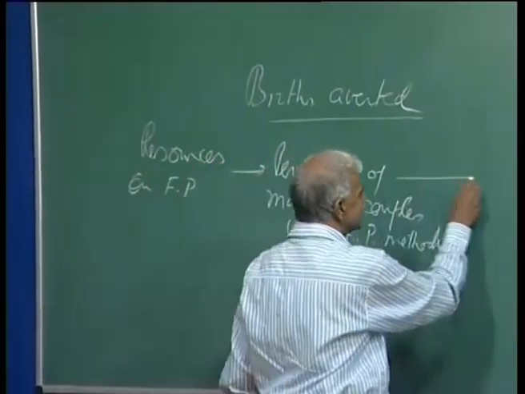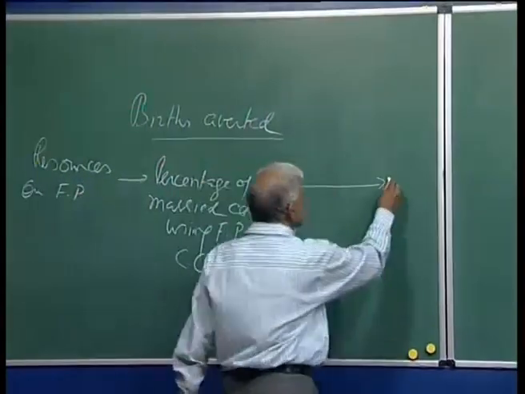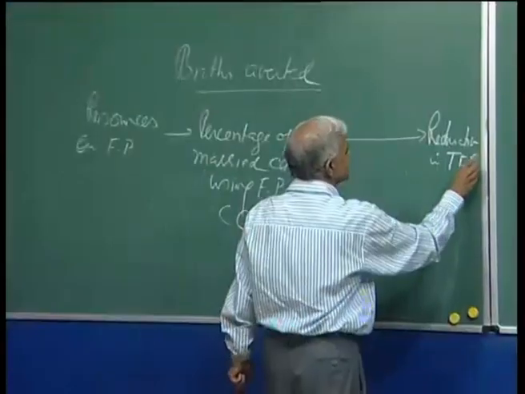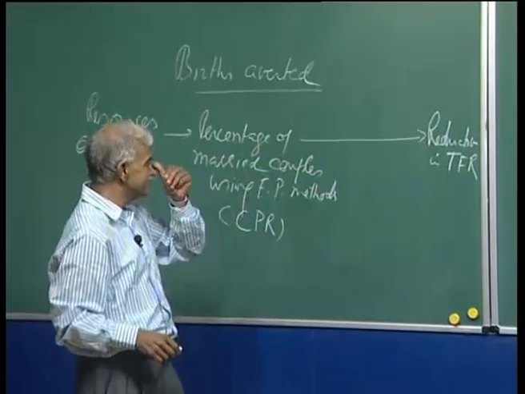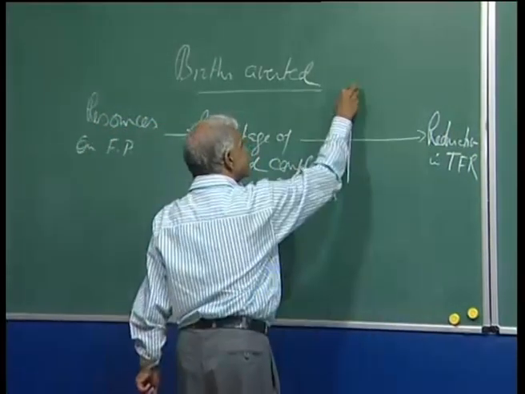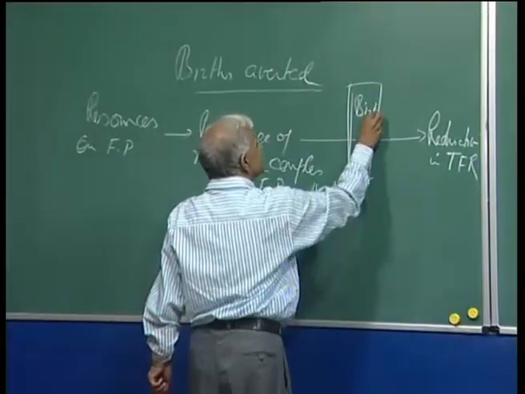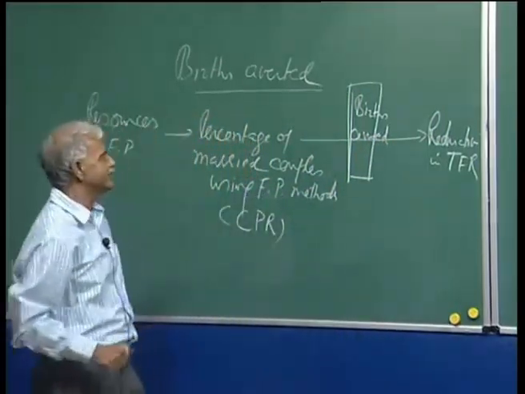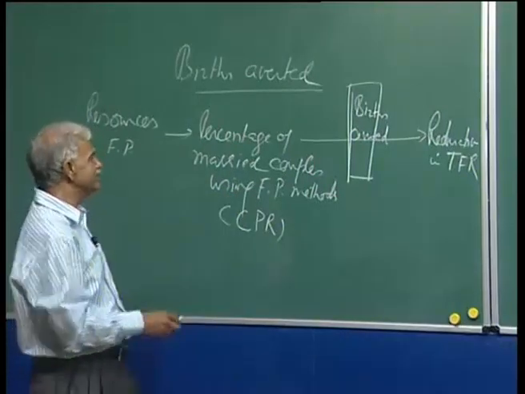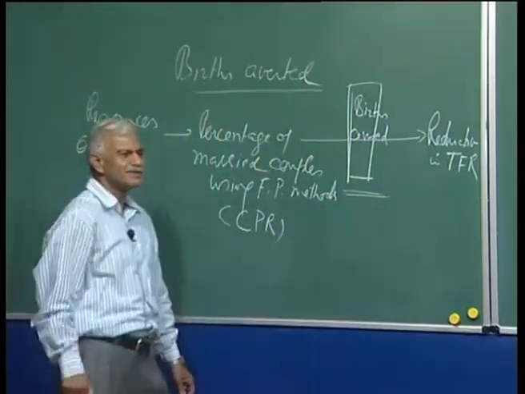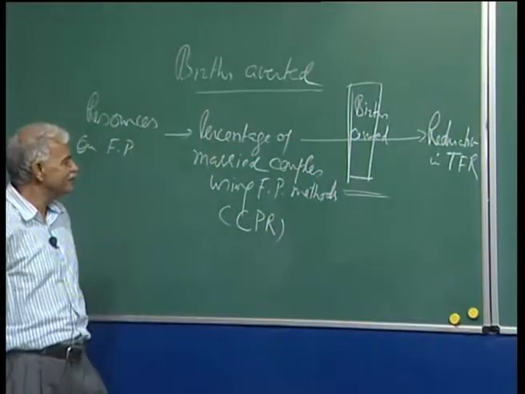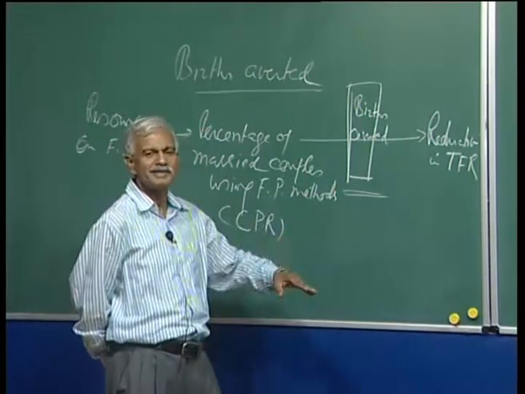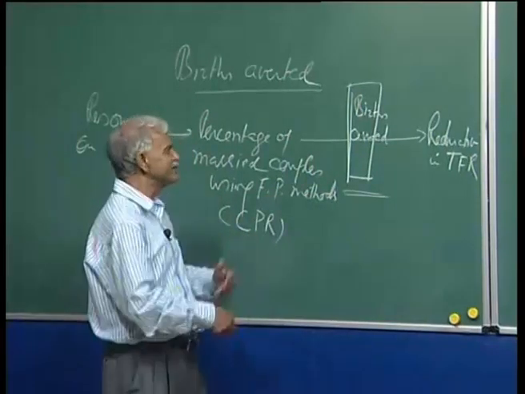Now, this couple protection rate must ultimately result in a reduction in total fertility rate. And why does it result in a reduction in total fertility rate? Because in between, a number of births are averted because of this rise in couple protection rate. It means if you had not used family planning methods, if your country had not used family planning methods, you would be producing many more births than you are producing today. That difference is births averted.